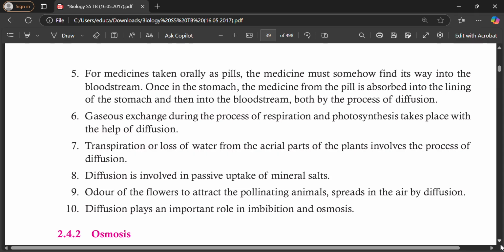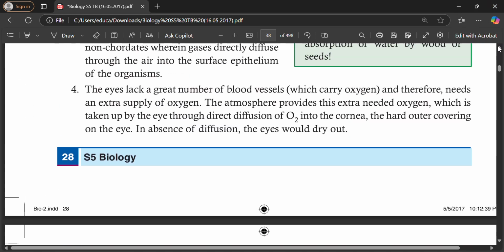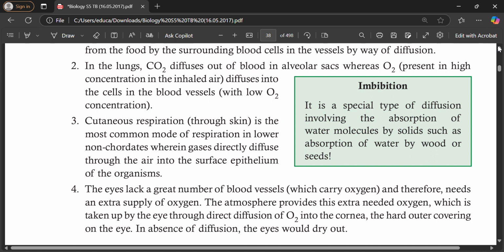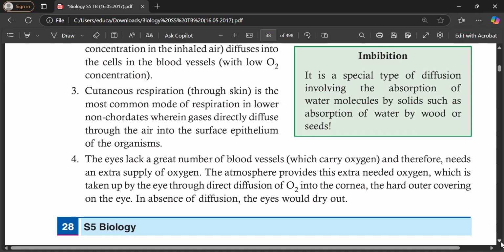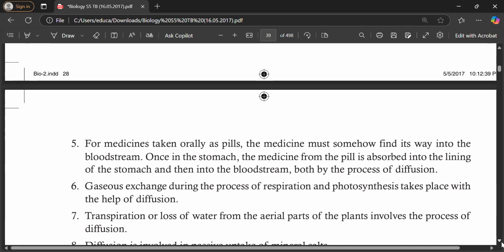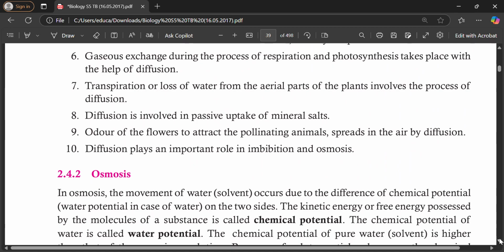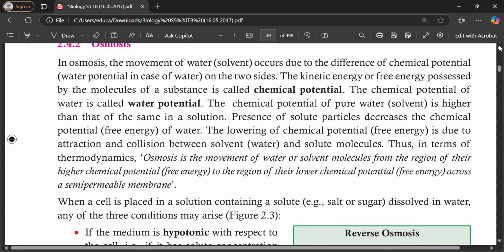Diffusion nayo irafasha mu kintu cyitwa osmosis and imbibition. Imbibition ni iki? Imbibition is a special type of diffusion involving the absorption of water molecules by solids such as absorption of water by wood or seeds. Nuvuga ngo imbibition ni uburyo ikintu nyine kiri solid cyabsorbing amazi cyangwa se kinyunyuza amazi. Tuvuze nk'urubaho ni gute rufata amazi akarugeramo, ese iyo uteye urubuto ni gute urubuto rukurura amazi mpaka rwinjiyemo. Ibyo nibyo twita imbibition.